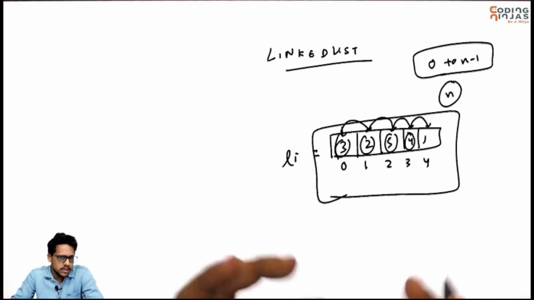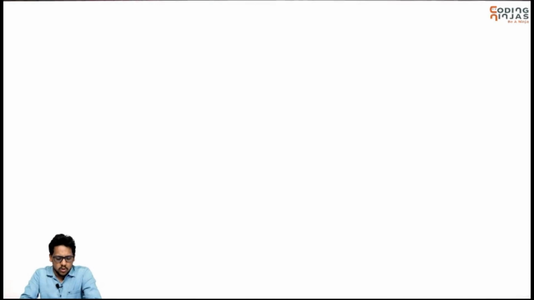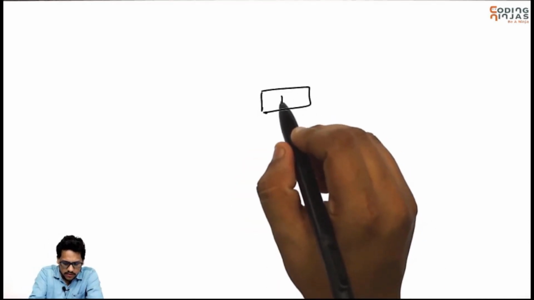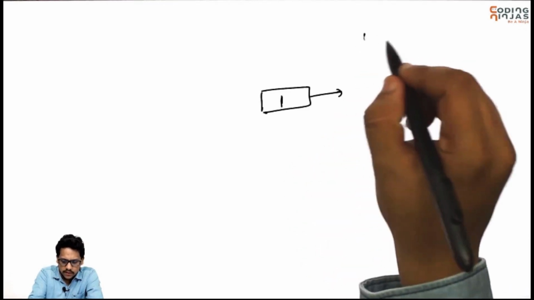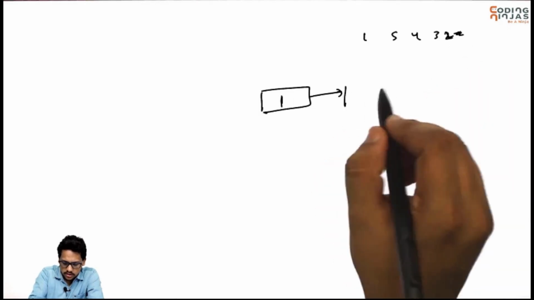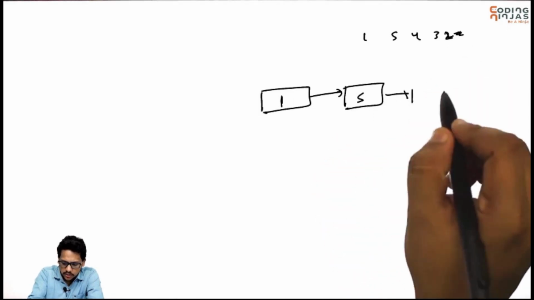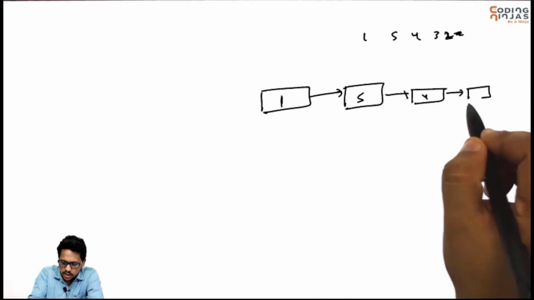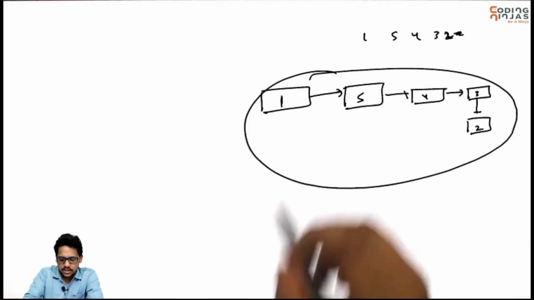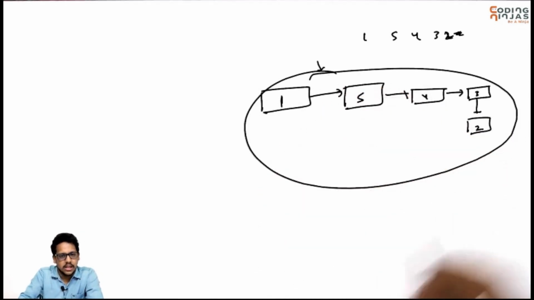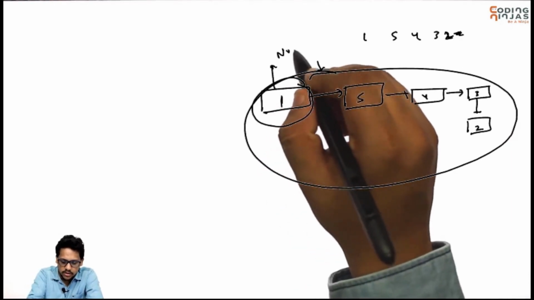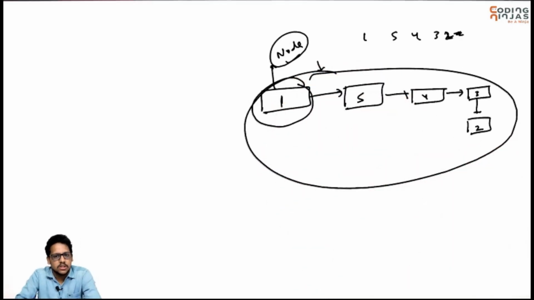Okay, so how will it store them? Let us see. In this, the list will be like this. Let's say I have elements 1, 5, 4, 3, 2. So something like this: 1 is connected to 5, then 5 is connected to 4, then 4 is connected to 3 and 3 is connected to 2. So this is actually known as a linked list, that there is a link between the elements, and each element of the linked list is known as a node.